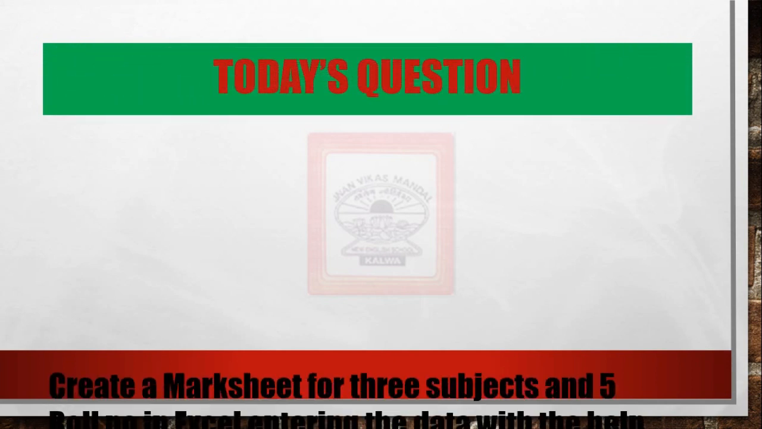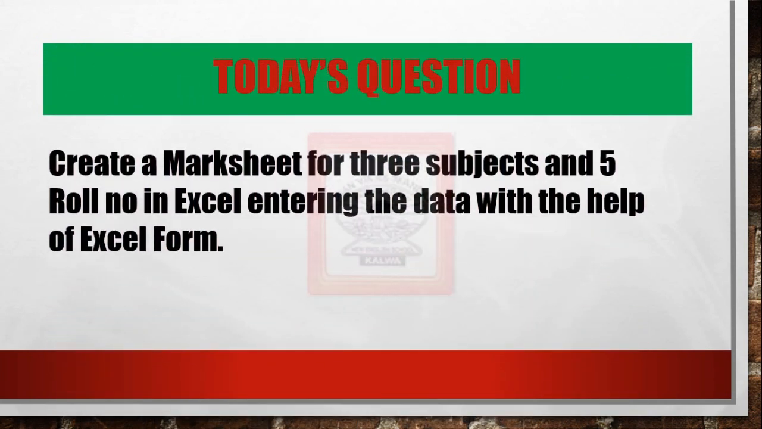Let's see today's question. For today's practical, we are going to create a mark sheet again. I am taking the same example because it is easy to understand. Our main objective is to understand how to activate the form and how to enter the data with the help of the form. Basically, a form is used to make entering data easier. So we are going to create a mark sheet for 3 subjects and 5 roll numbers, which we have done many times, but today we are going to enter the data with the help of a form.